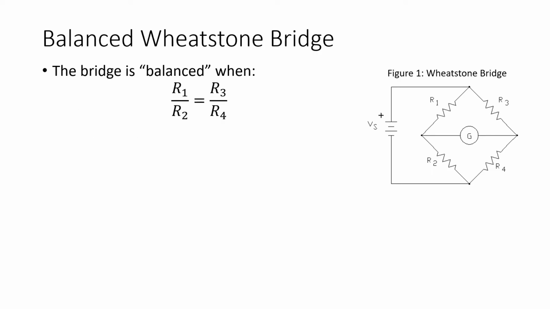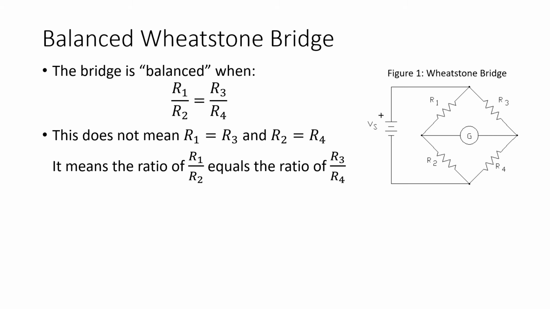Now, with our bridge circuits, one key term is when the bridge is balanced. And for the Wheatstone bridge shown in Figure 1, we say the bridge is balanced when R1 over R2 equals R3 over R4. Now, this does not mean that R1 has to equal R3 and R2 has to equal R4. It simply means the ratio of R1 over R2 equals the ratio of R3 over R4.